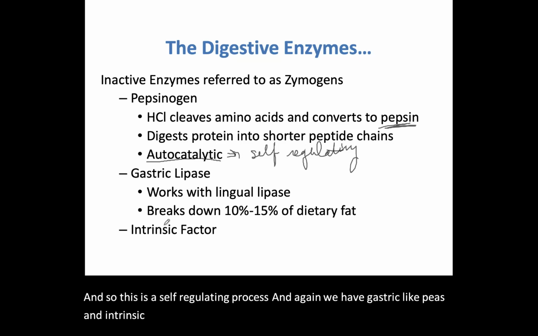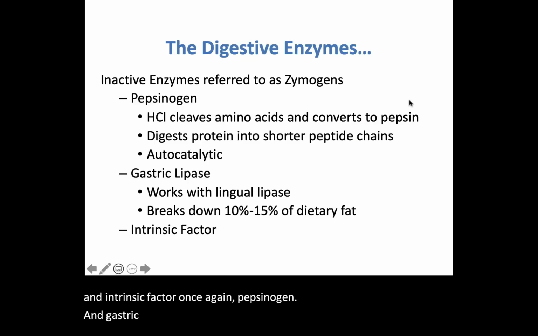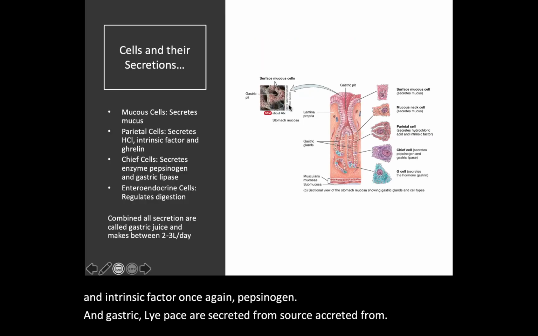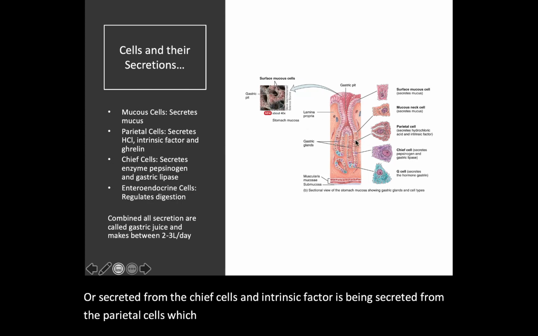Once again, pepsinogen and gastric lipase are secreted from the chief cells. And intrinsic factor is being secreted from the parietal cells, which again are a little bit higher up within that gastric pit.